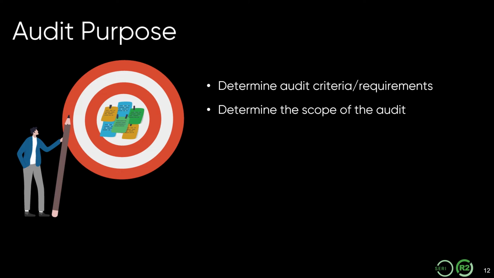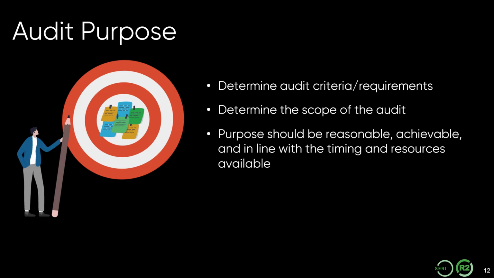Another key factor to consider is whether the purpose of the audit is reasonable, achievable, and in line with the timing and resources available. A thorough assessment takes time. Ensuring the auditor is allotted sufficient time to adequately cover all the criteria and all the activities and locations to be assessed is key to ensuring an effective audit. Understanding the purpose or basis of the audit will help guide the development of an effective audit program that meets the intended needs.